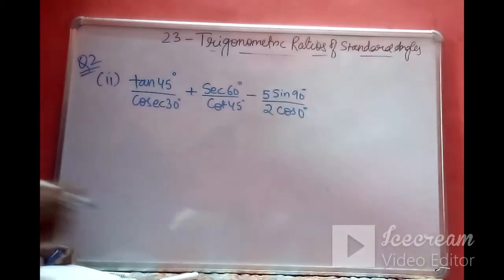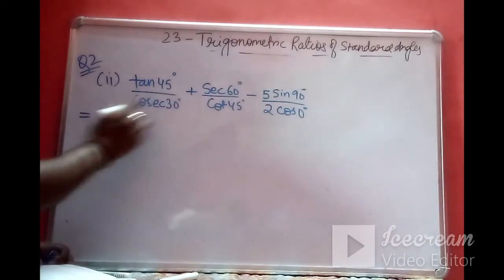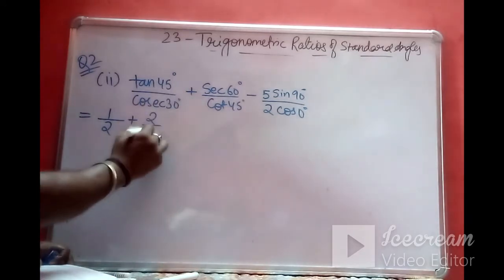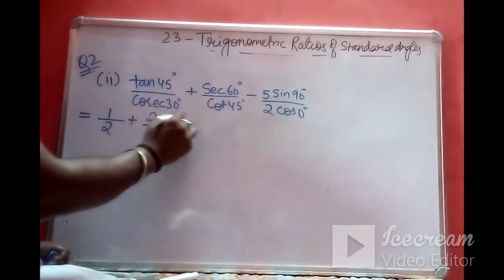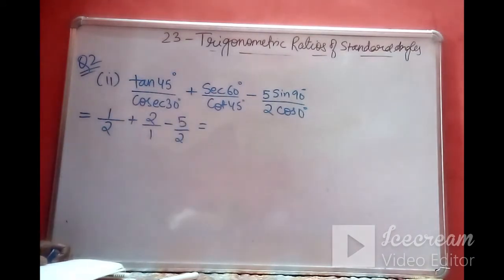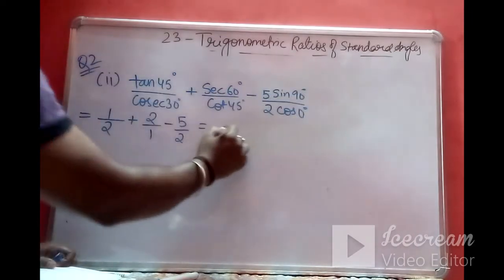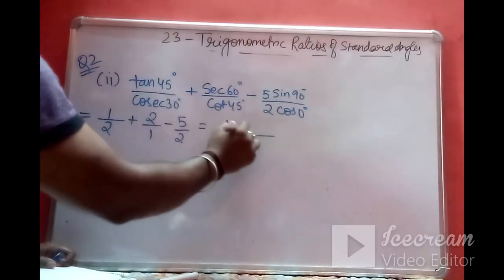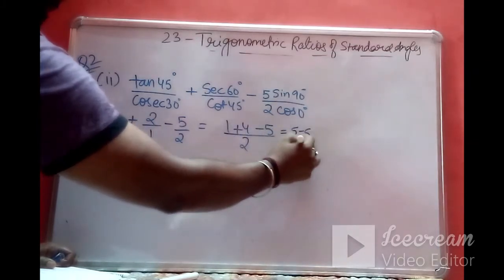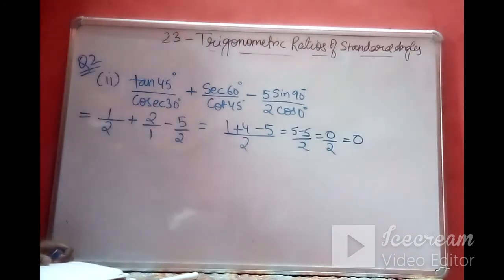Okay, so many angles are involved here. Just put the values. Tan 45 is 1, cosec 30 is 2, then sec 60 is 2, cot 45 is again 1, minus 5 upon 2. Sin 90 is 1, cos 0 is 1, so it is 5 upon 2. So when we take the LCM, 1 plus 4 minus 5 equals 5 minus 5 upon 2, that is 0 upon 2, and 0 upon anything is always equal to 0.